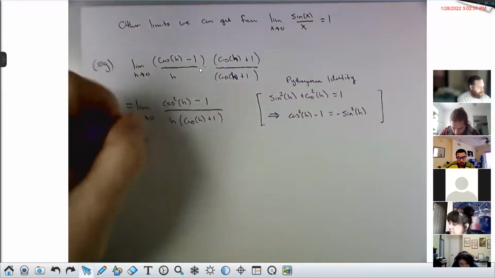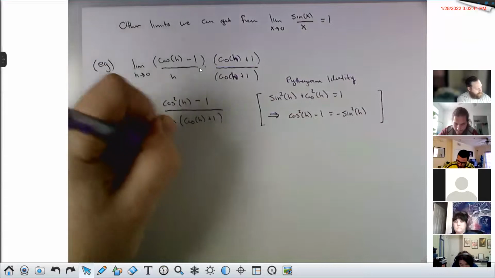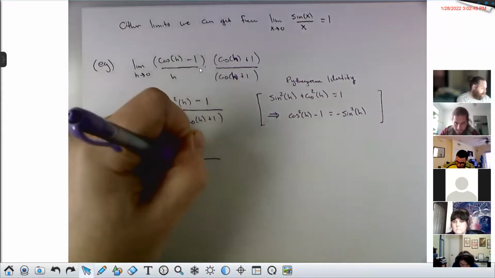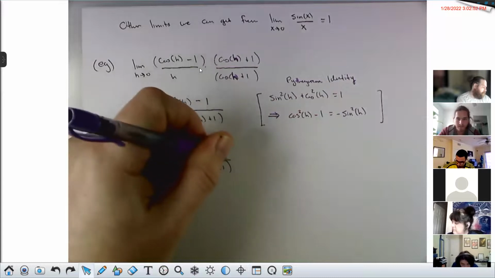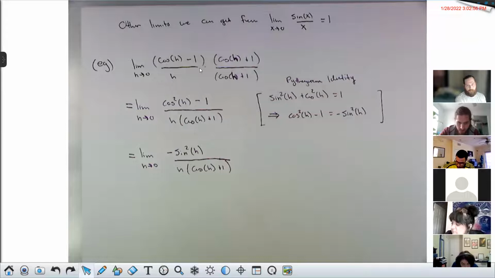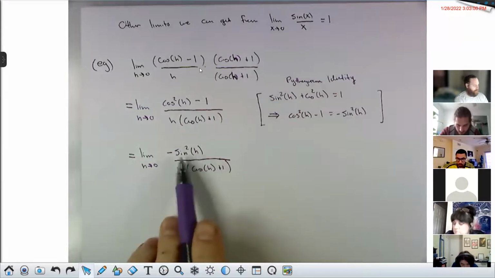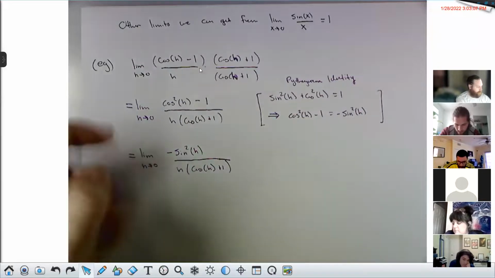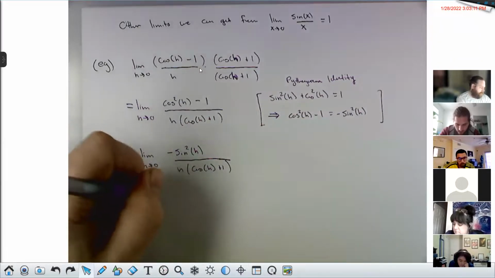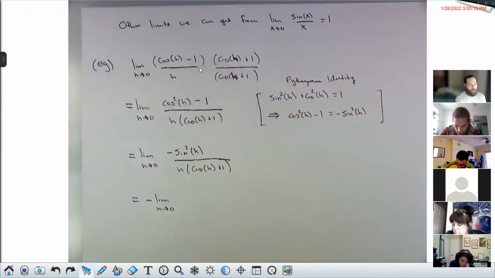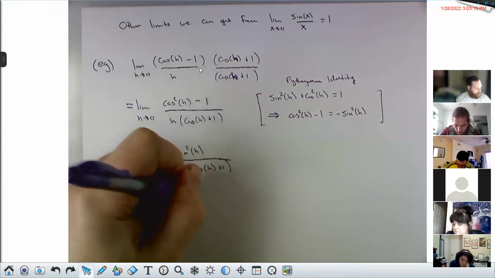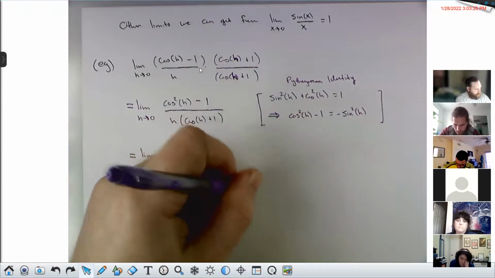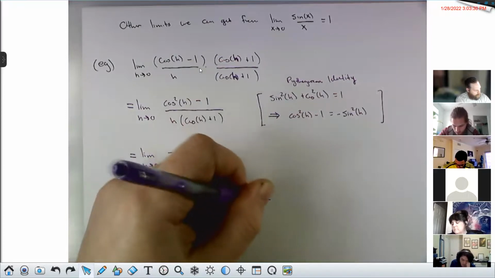So that cos squared minus 1 upstairs is negative sine squared of h. And then downstairs I have h times cos h plus 1. Now I'm getting to a place where I've got sines of h upstairs and I've got an h downstairs. I'll be able to make use of this. Everything else is pretty well behaved. I can pop the negative out. I get negative limit as h goes to 0, and then I split up this fraction as sine h over h times sine h over cos h plus 1.